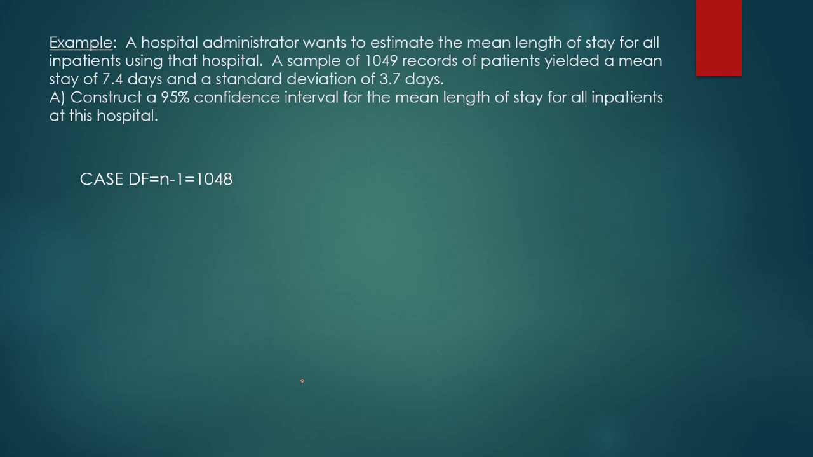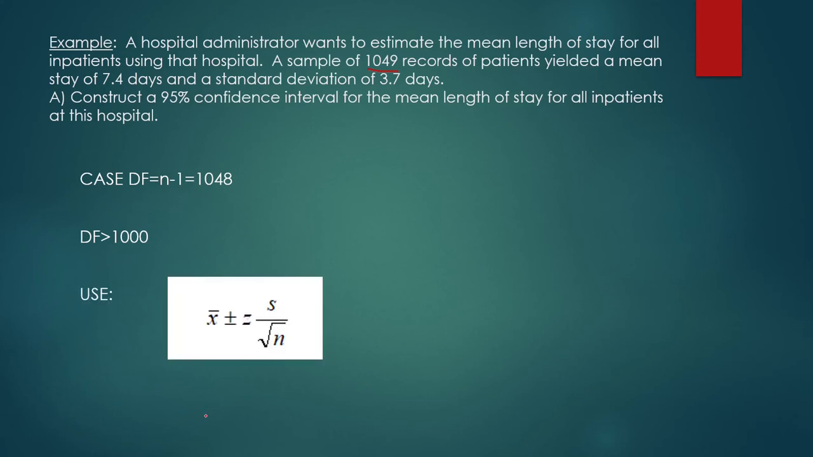Again, we have to calculate our degrees of freedom, and that is n minus 1, which is 1,048, because our sample size was 1,049. Since the degrees of freedom is greater than 1,000, we have to use the formula that contains the z, because our t distribution is so close to z, we'll just use z.